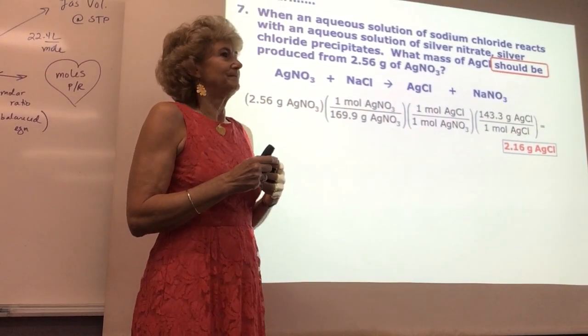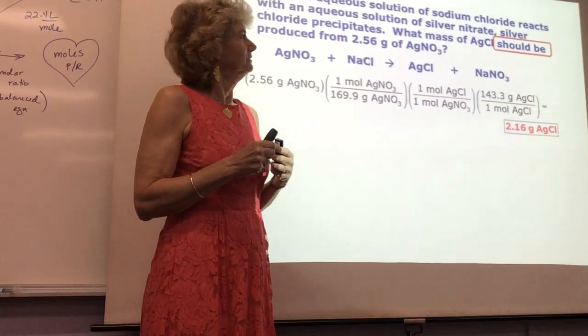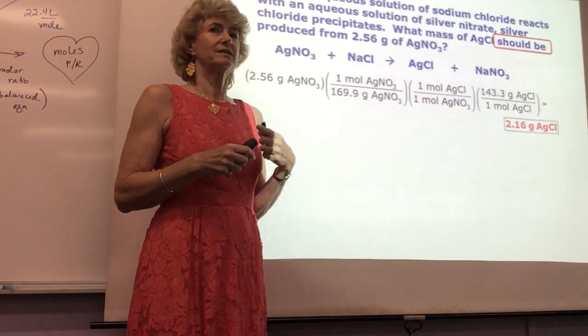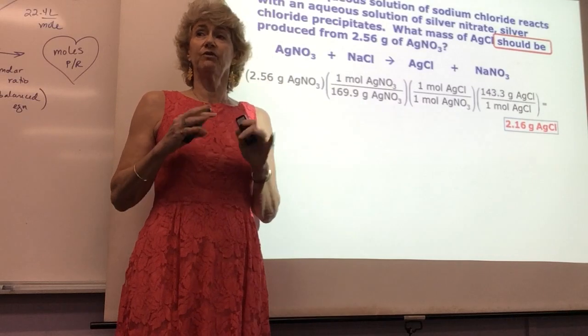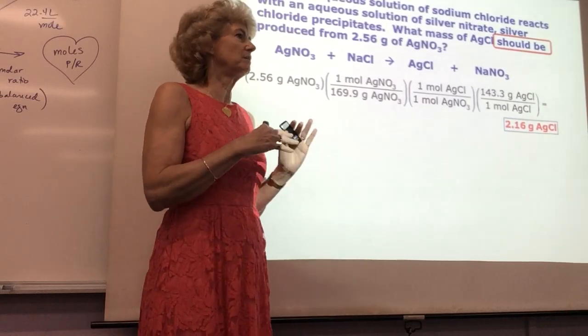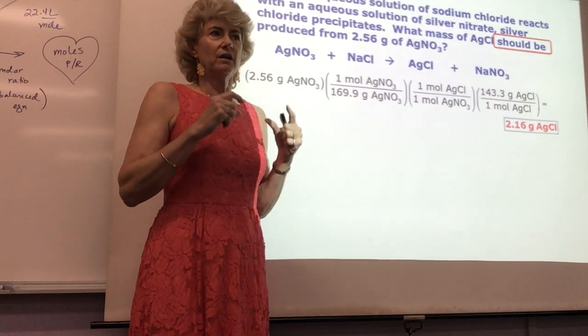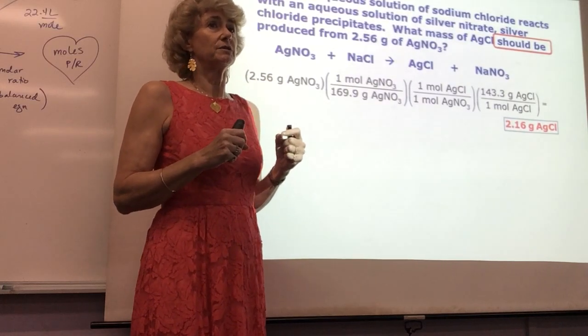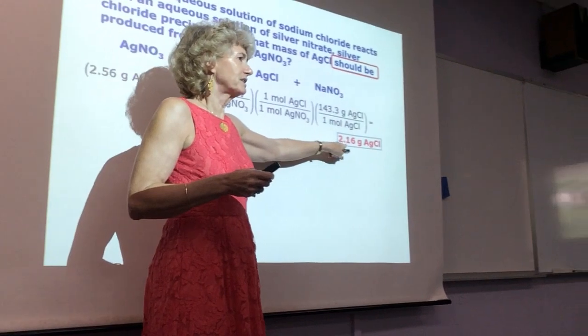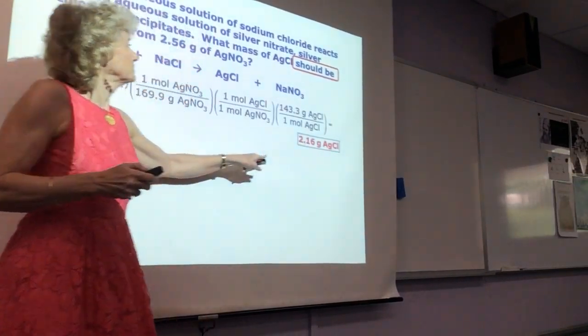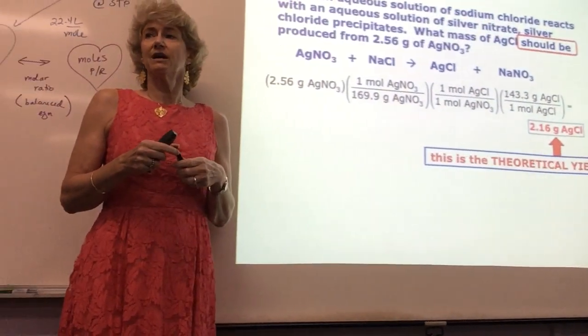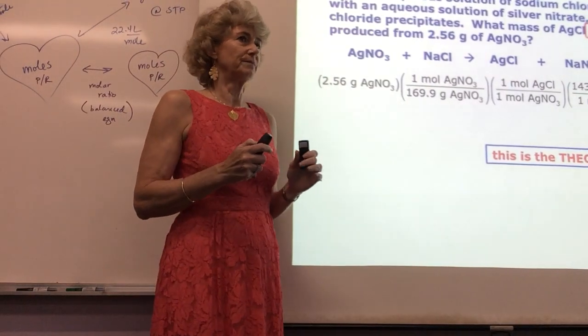But notice that it says "should." That doesn't mean you do. That means that's what you theoretically should get, in a perfect world where nothing sticks to the beaker, nothing splatters, nothing gets stuck to the stirring rod, it all works perfectly. Well, in the real world, you never get this much. You always get less than this. So this is called our theoretical yield, what you would get theoretically if it was a perfect world.